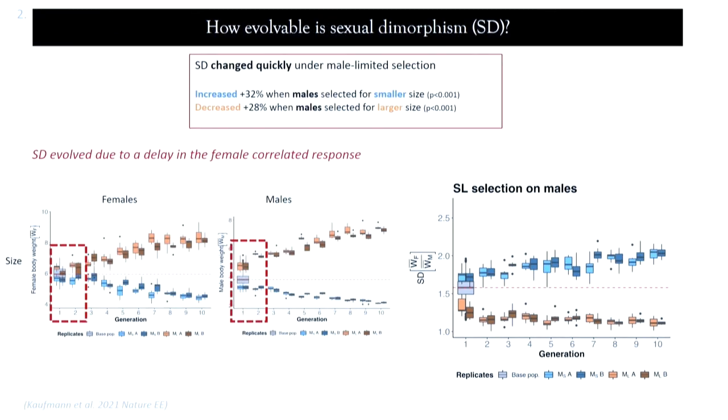Then, here are the actual body size responses and how we see that the body size dimorphism actually evolved. It is because there was this time delay in when females responded to this selection on males. So this correlational response kicked in after the first few generations.